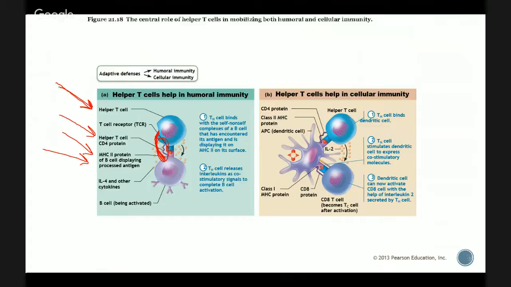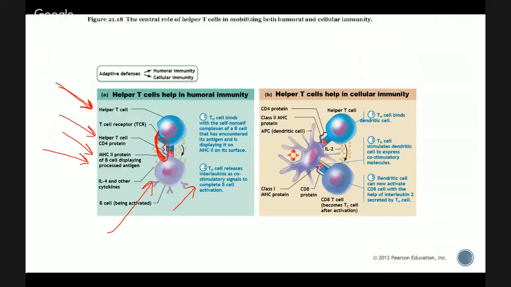And when that happens, the helper T cell is going to release chemicals and it's going to activate that B cell. And says, yep, that's the guy I saw too. So let's go after him. You go get him. Okay, good. So then the B cell now becomes activated. It can now make its plasma cells. It can release antibodies and so forth.